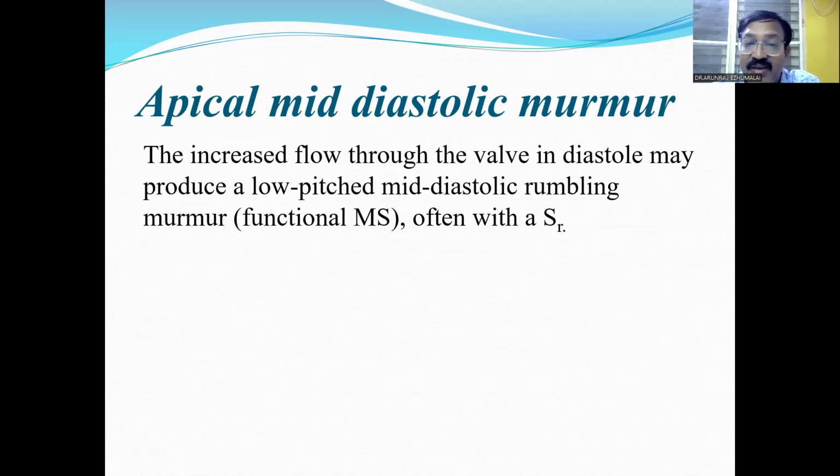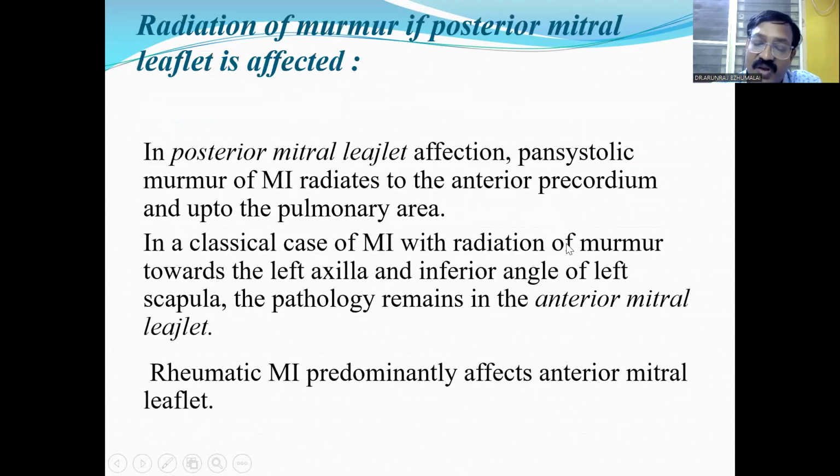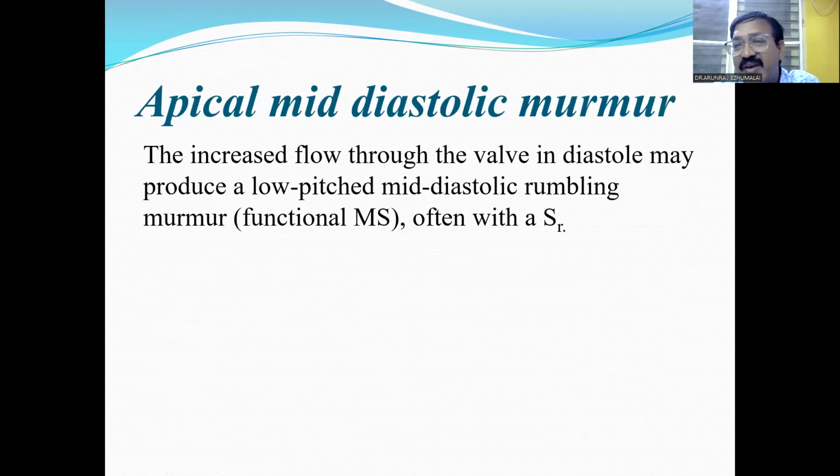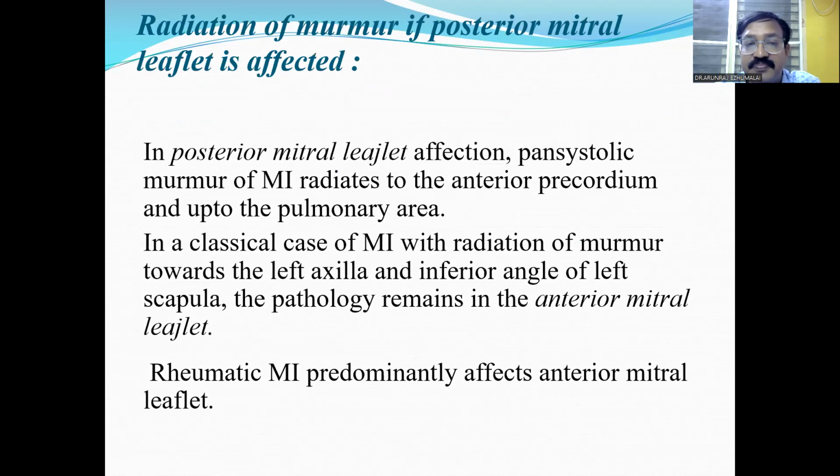Sometimes you may have a mid diastolic murmur also in MR. It is functional, not due to associated MS. It is due to increased flow through the valve in diastole, producing a low pitched mid diastolic murmur, often with an S3. Why is this? When the left ventricle contracts, more blood goes into the left atrium due to regurgitation. Since there is more blood in the left atrium, it again comes back into the left ventricle, so it may produce a mid diastolic rumbling murmur. It is functional and not a true mitral stenosis.